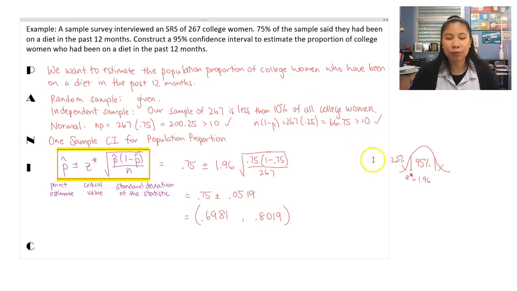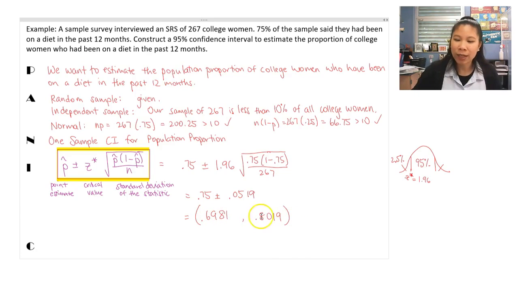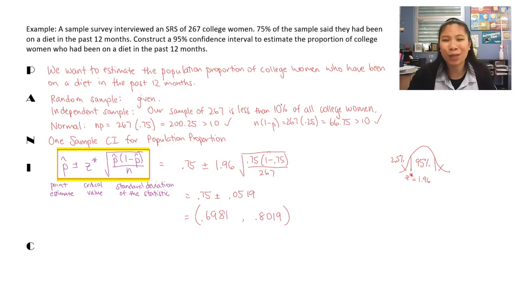It's kind of like interval notation where you have the parentheses or square brackets. So we're basically saying all the numbers between 0.6981 and 0.8019, all of those numbers could be the actual population proportion, because we don't actually know what it is. It's not something that could be found out later. It's what the true proportion actually is.